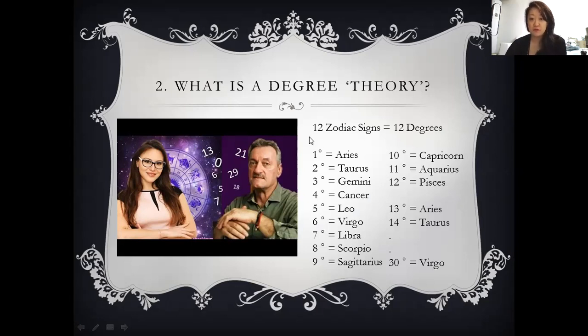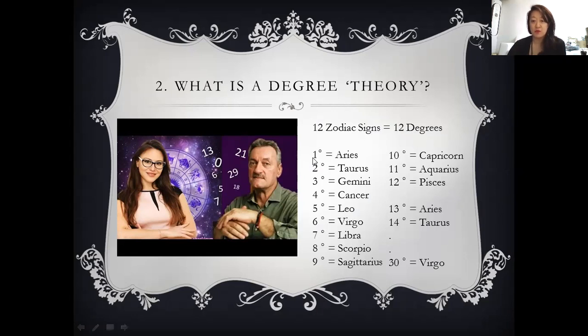But basically what Nikola means by a degree theory is that there are 12 different zodiac signs in astrology, and each of these signs are assigned a degree. The numbers just go together, just like how we did the houses, and they matched up with each of the zodiac signs in its interpretation and meaning. Each of these degrees, these numbers, have a special meaning.